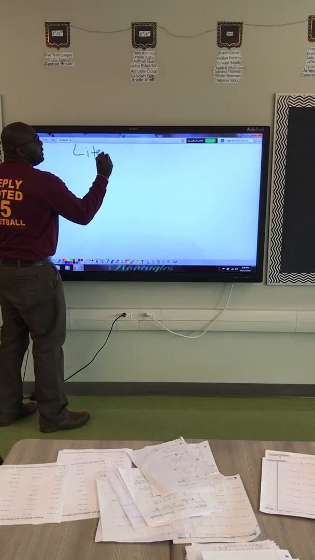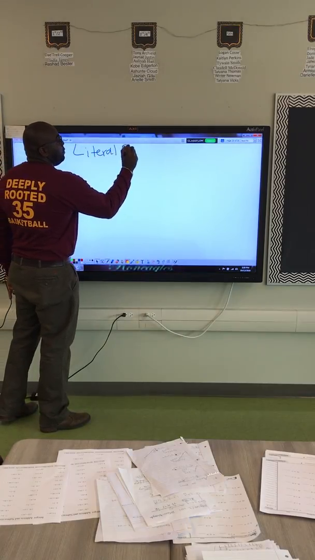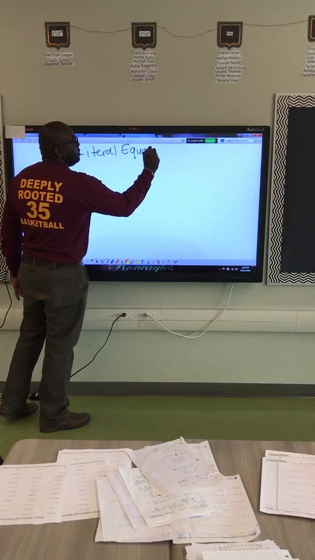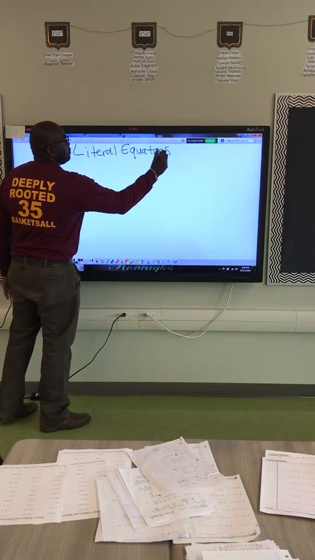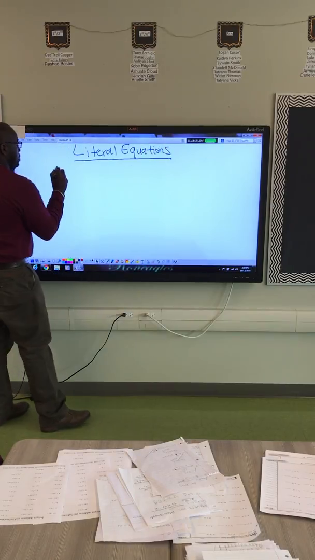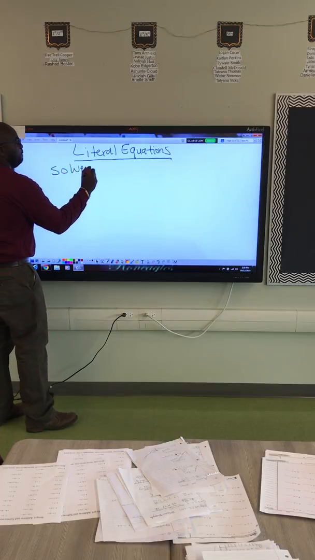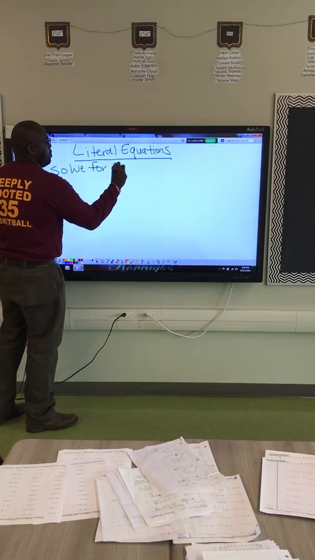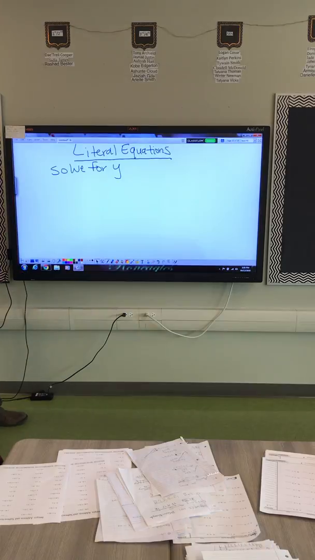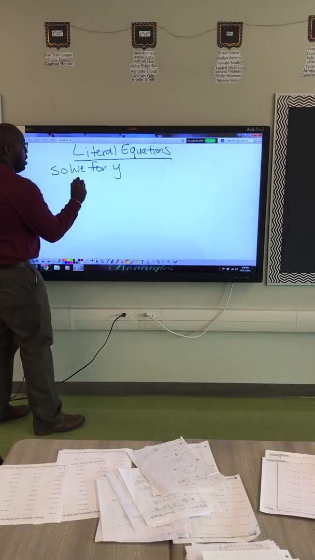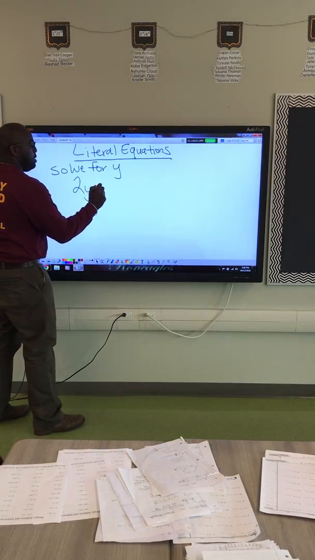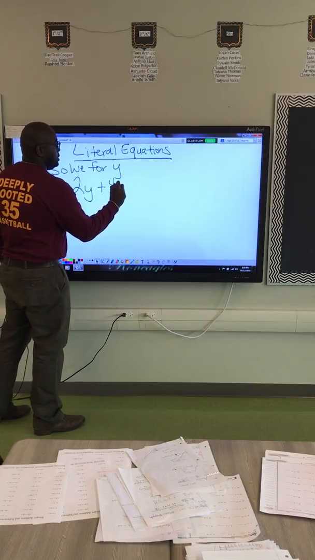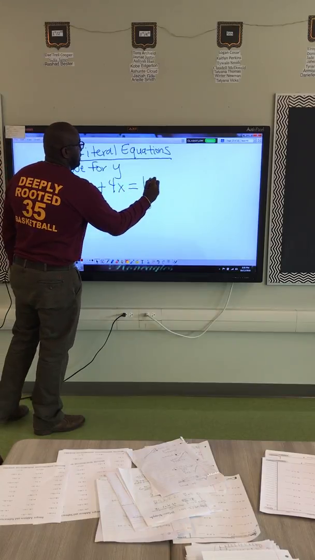Literal equations again. Well, we're going from the one-step portion that we just did to the two-step portion. We're still going to solve for y. But this time we're going to have a number in front of the variable, y. 2y plus 4x equals 18.